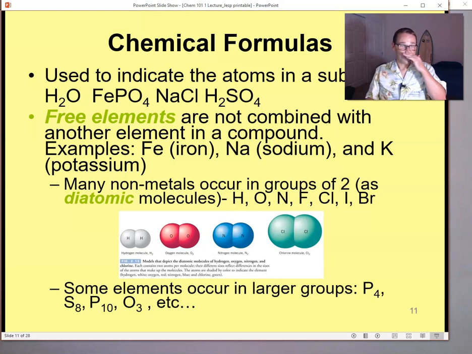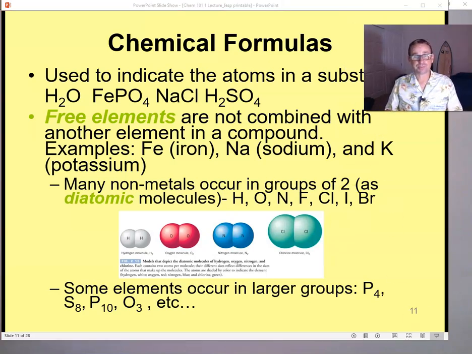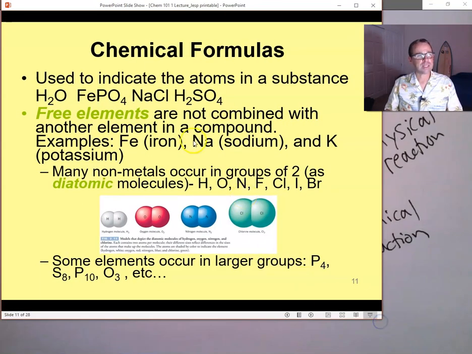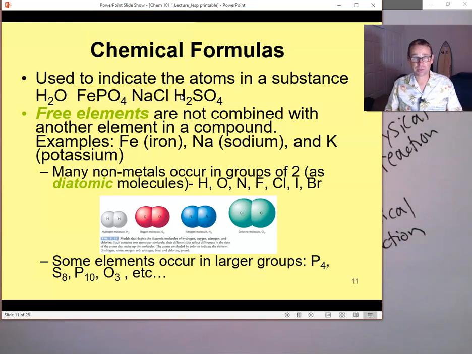Now, chemical formulas, like these ones here, are helpful to us because they let us see how many different kinds of atoms are in the compound and also how many of that given kind are in a compound. So here's our water, H2O. Here's a compound, FePO4, NaCl, H2SO4.